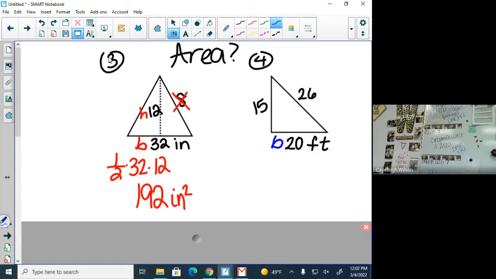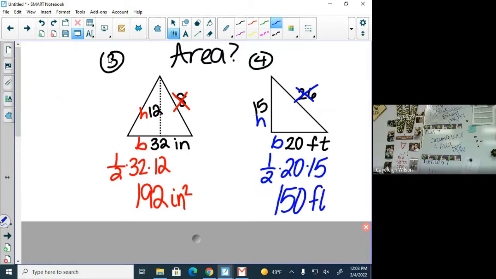All right, Selena, what's the height? 15. The height is 15 because it's straight up and down. That 26 is there to throw me off because it's a diagonal. Height is always straight up and down. So 1/2 times the base times the height, and we get 150 feet squared. Are there any questions on the triangle?